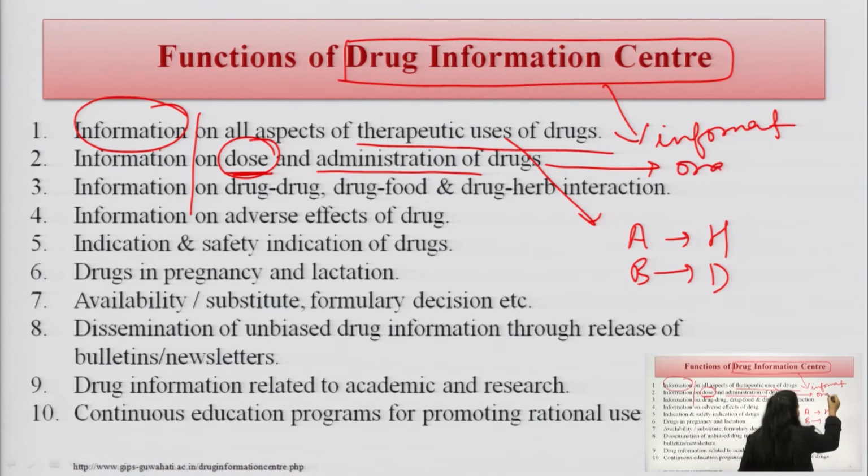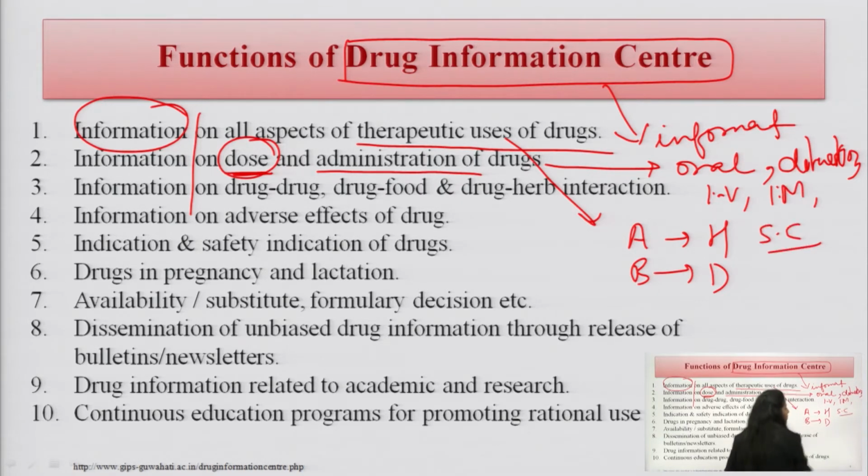Some drugs are oral preparations, some need dilution, some are for IV, some for IM, and some for SC, subcutaneous. So the pharmacist will also give this information from the Drug Information Center to the person who inquired.